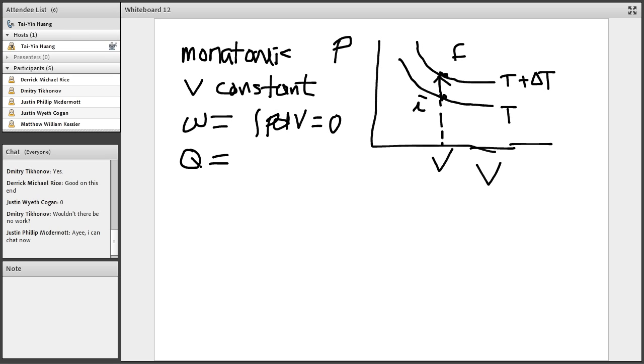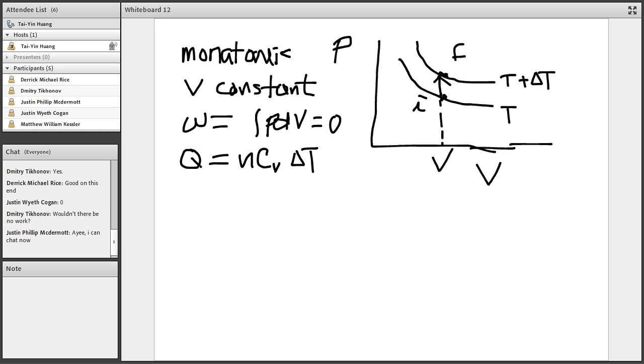So in that case, the heat transfer during this constant volume process will be the number of moles times the specific heat, but now we have to specify the process, so constant volume, specific heat at constant volume, times delta T. So when you have a constant volume process, the amount of work is 0. The amount of heat transfer is nCv delta T. This is always true.